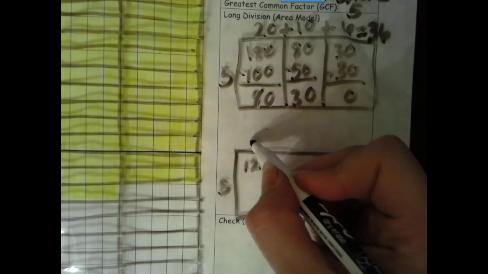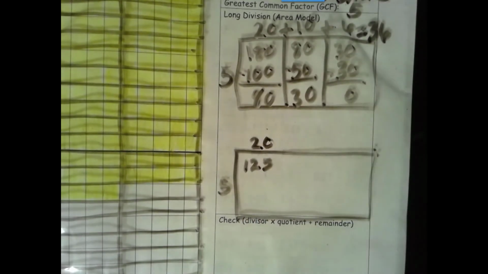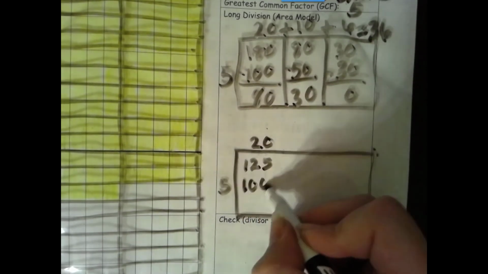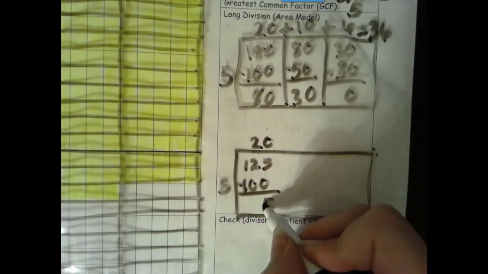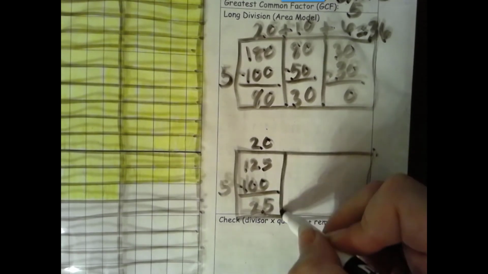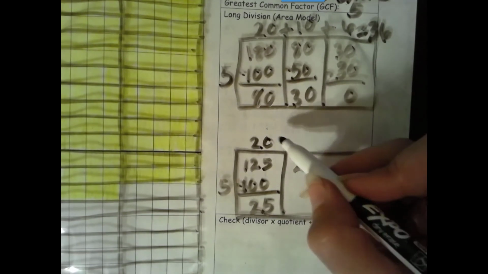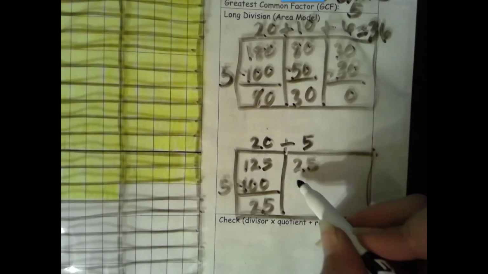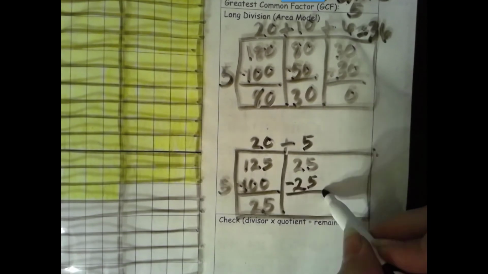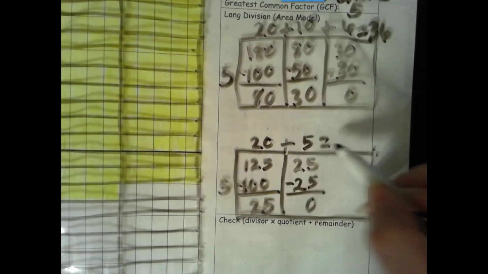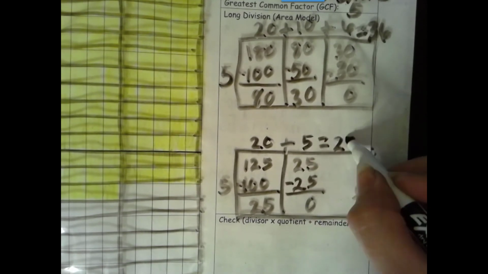Okay, here. 20 times 5 is 100. More on top, no need to stop. Numbers the same, zero's the game. Bring the 25 up here. 5 times 5 is 25. Numbers the same, zero's the game. Add these partial quotients together and we get 25.